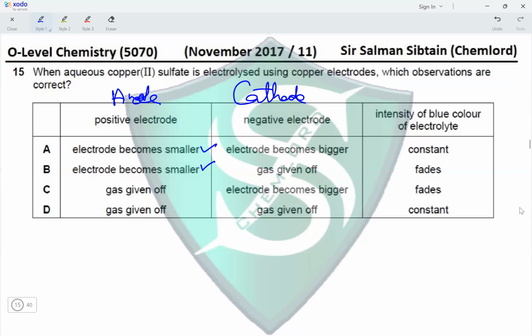So options A and B will continue. C and D are eliminated. The cathode will have a gain in mass, so the electrode becomes bigger. Option B gets eliminated. And the intensity of the blue color stays constant because the anode is oxidized, producing copper ions, and copper ions are reduced at the cathode. So the concentration of copper ions in the solution remains constant. Therefore, option A is the correct option for this question.